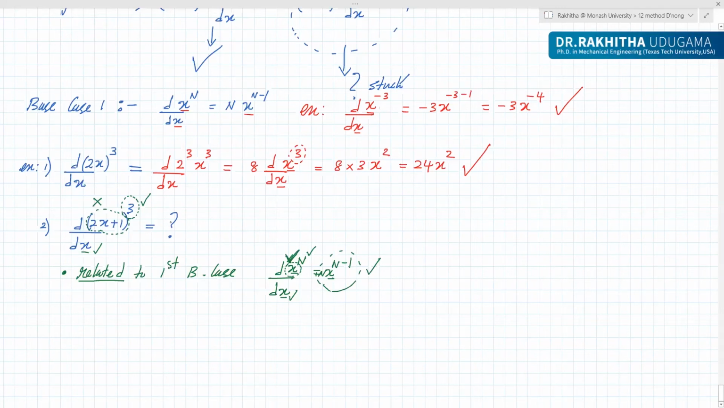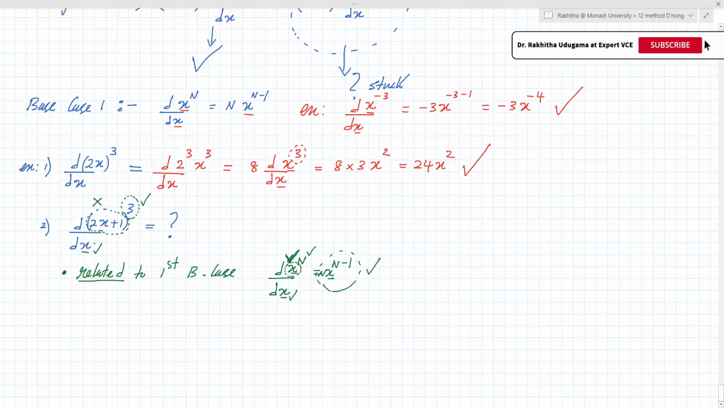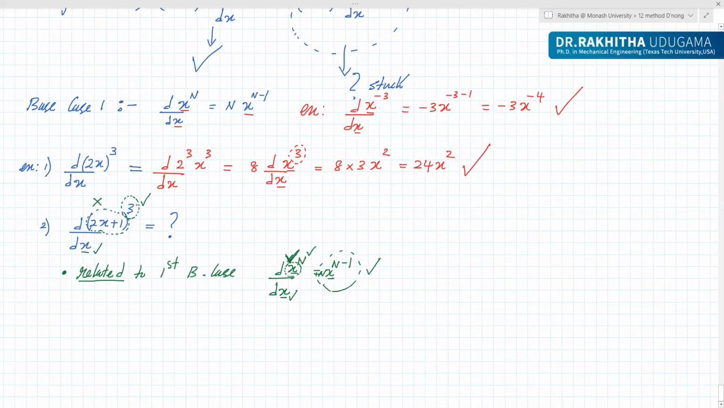Now we are stuck, right? Now we are stuck. Anything we can do here? Anything we can do here? Now we have to use a trick. Tricks are very important, okay? Tricks are very important.